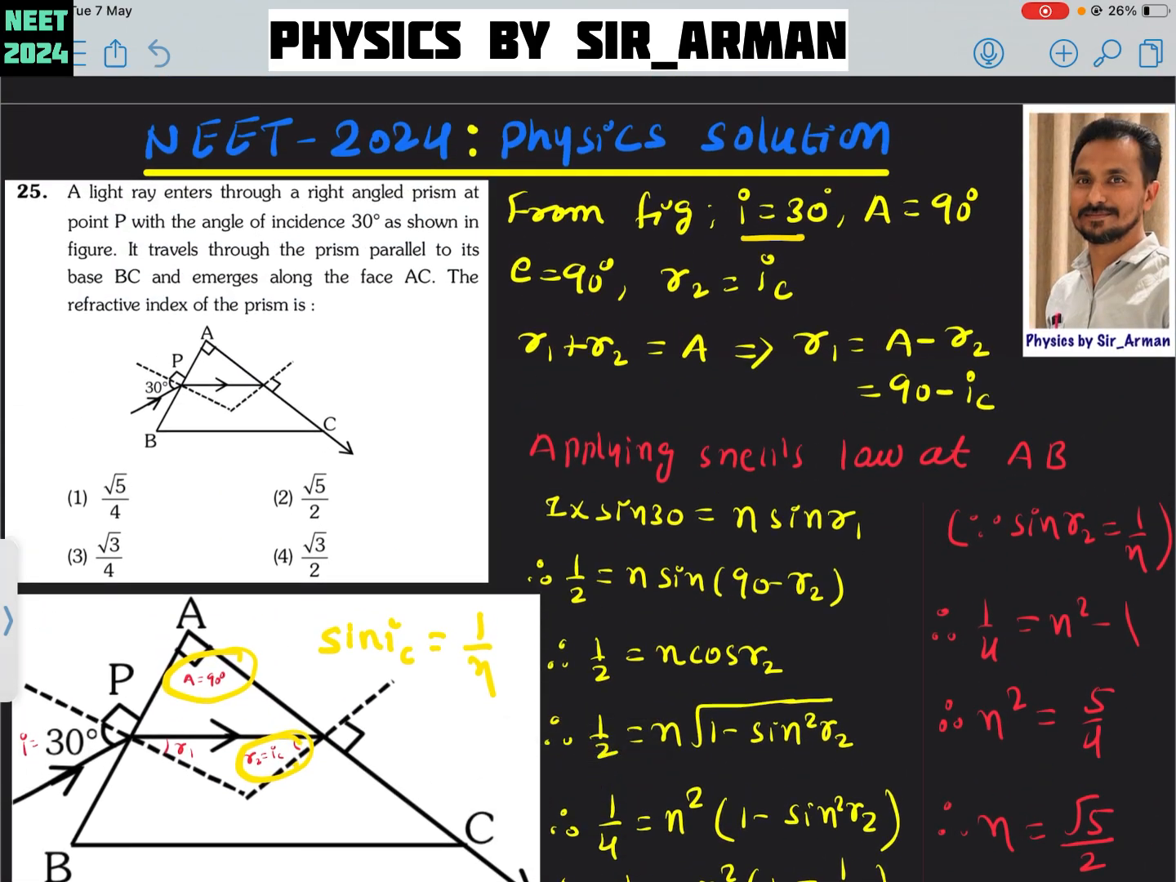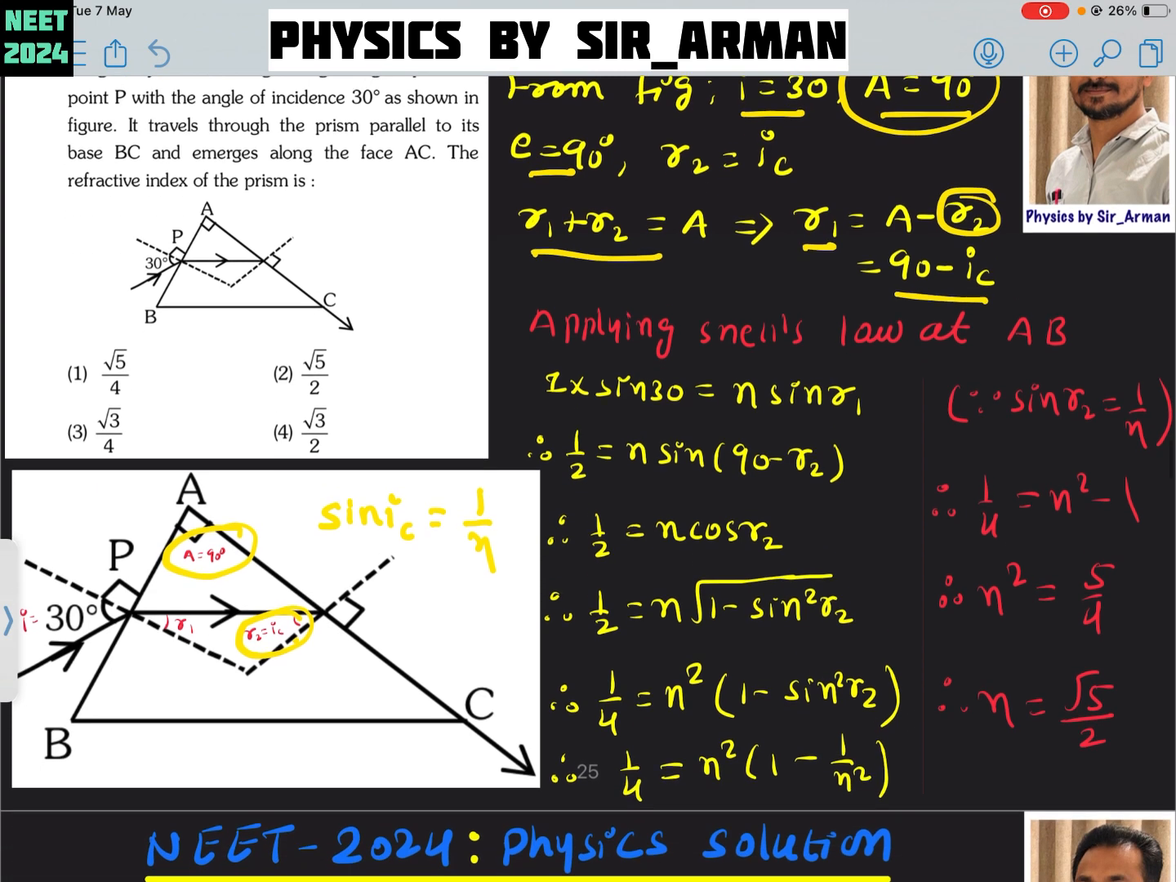So from figure i is equals to 30, A is 90, emergent is 90, and R2 is critical angle. Now from the theory we know that R1 plus R2 is equals to angle of prism. So if you make R1 as a subject, you will get A minus R2, where A is 90 and R2 is critical angle, so it is 90 minus IC.